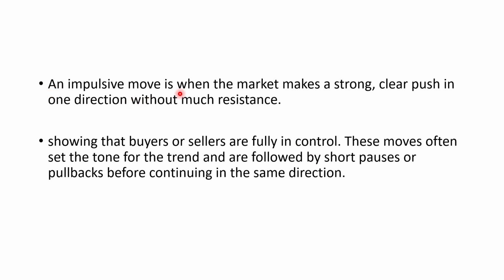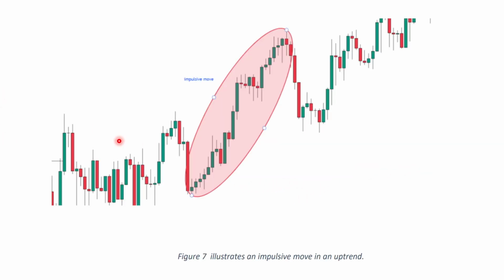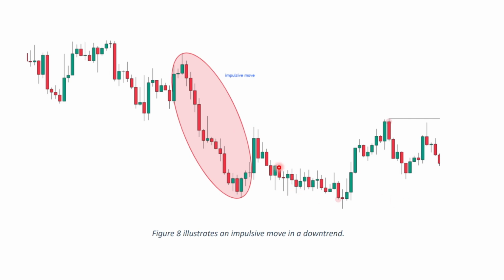An impulsive move is when the market makes a strong, clear push in one direction without much resistance, showing that buyers or sellers are fully in control. These moves often set the tone for the trend and are followed by short pauses or pullbacks before continuing in the same direction. This shows an impulsive move during an uptrend. This figure shows an impulsive move during a downtrend.